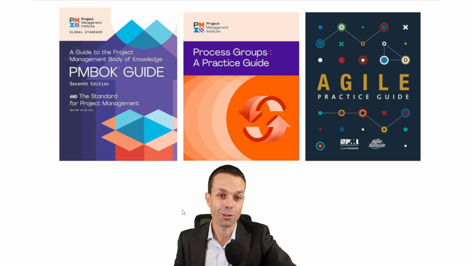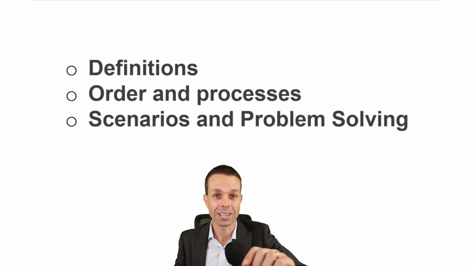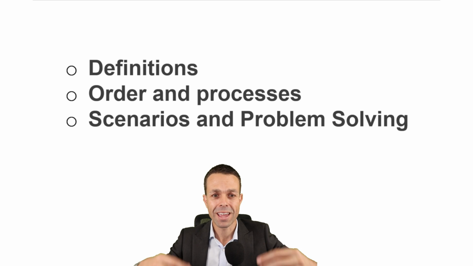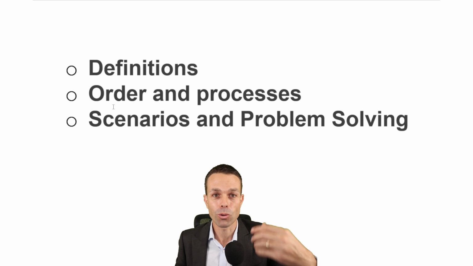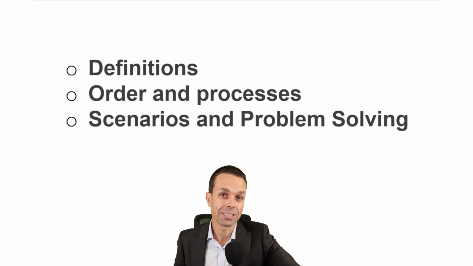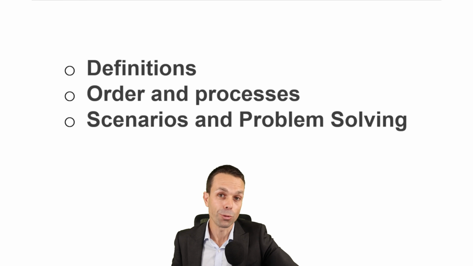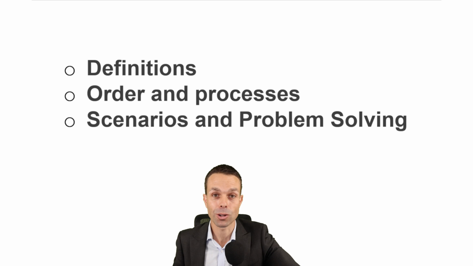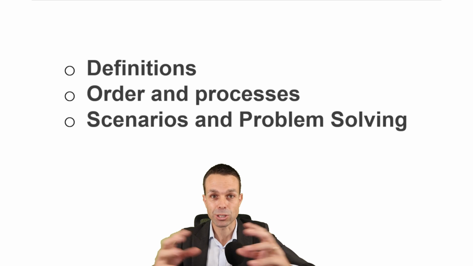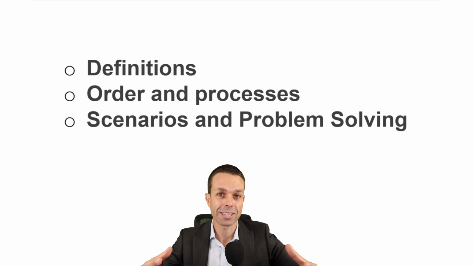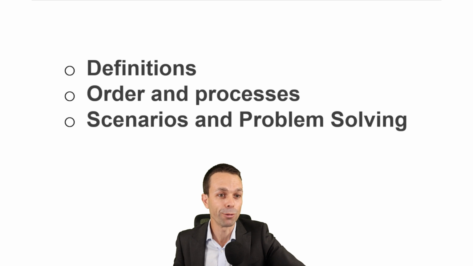These have come directly from the PMBOK Guide 7th edition, Process Groups Practice Guide, and the Agile Practice Guide. So we get a really nice, well-rounded view of our definitions of the order and the process of things, and scenarios and problem solving. You'll probably see between 2 and 10 of these drag and drop style questions on your exam, but the real power in this session is just to really get up to speed on the definitions and the processes, and really as a last minute review before your exam, it's absolutely fantastic.